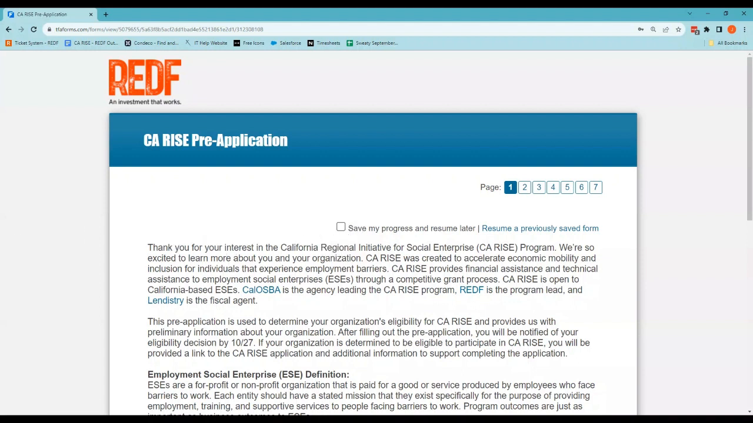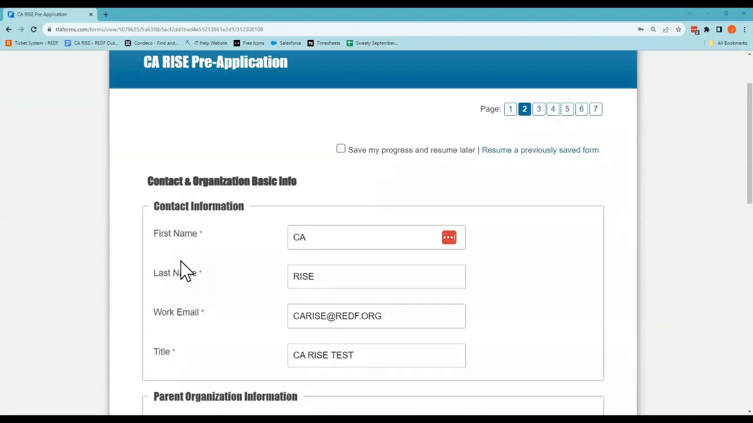If you have any logistical, procedural, or technical difficulty questions about the pre-application or application process, please contact carise@rediff.org. Note: Rediff is unable to provide tailored advice on your application as this is a competitive application process.